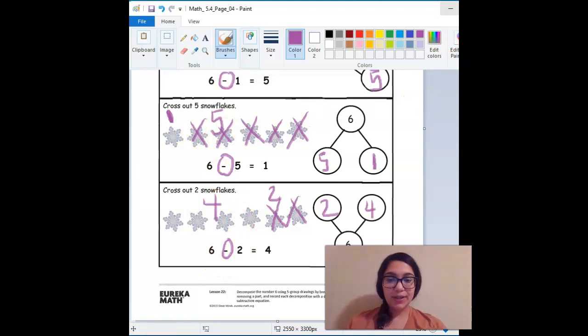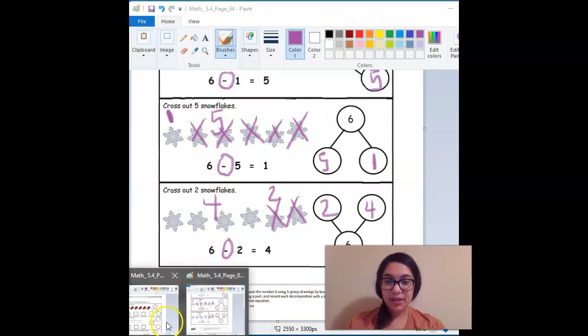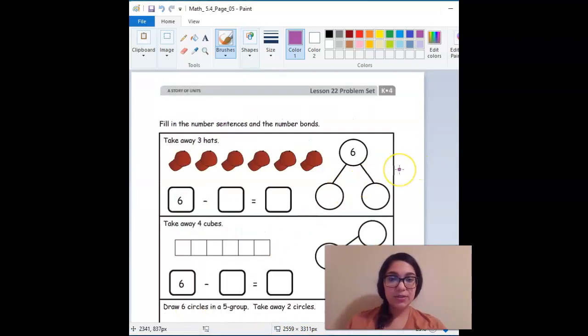Okay, let's move on to the next page. So the next page that we're going to do is page 68. This one you're going to do by yourself. So I will read you the directions and I will tell you how many to take away. Remember, don't forget to show your work, circling your sign, and writing the numbers that you take away and how many you have left. And so it says, fill in the number sentences and the number bond.